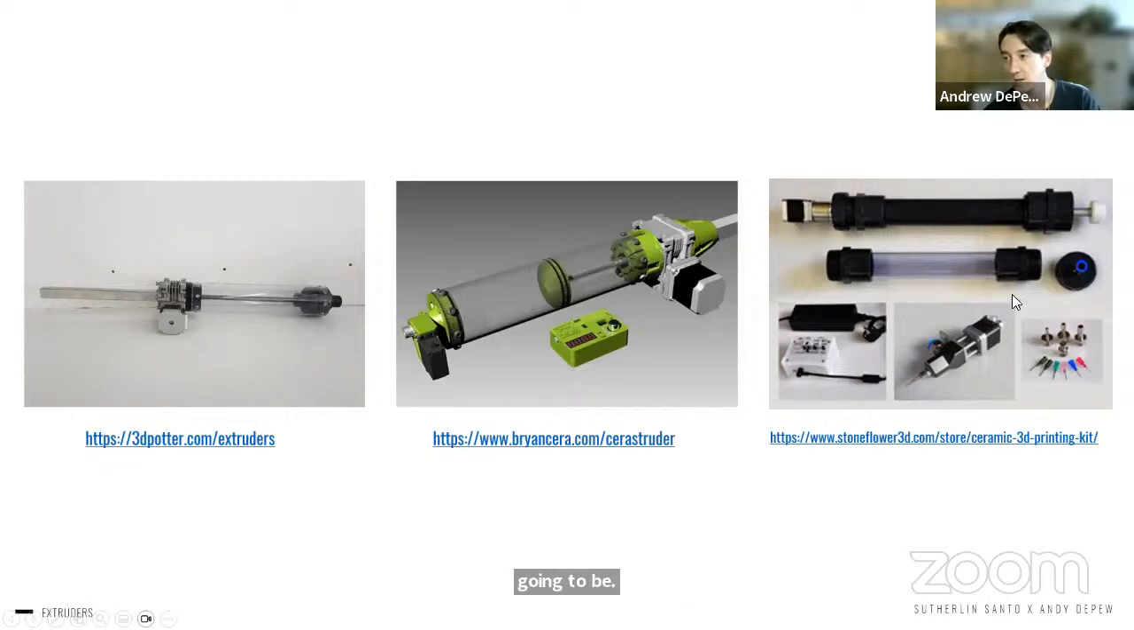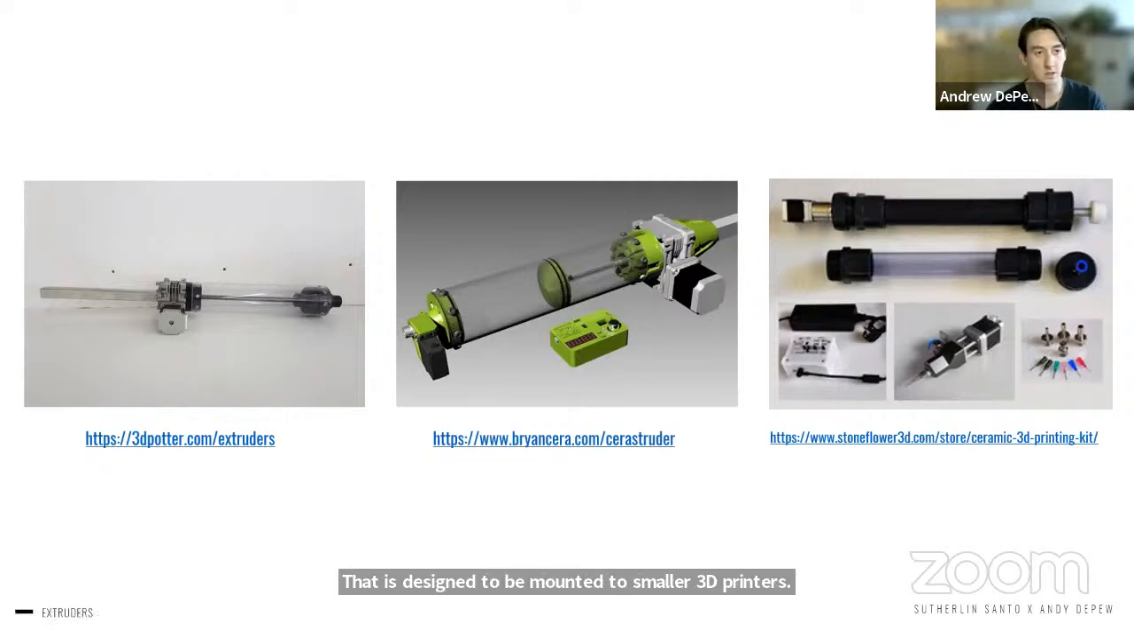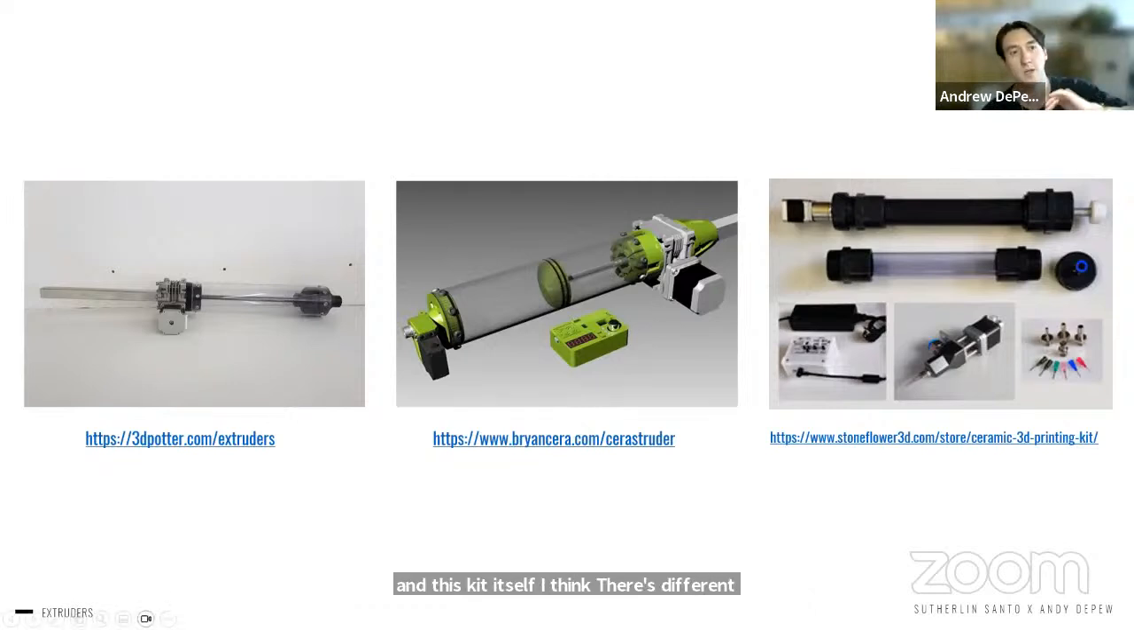And then the last one, there's this kit from Stoneflower 3D that is designed to be mounted to smaller 3D printers and CNCs. I think there are different levels of it, and the cheapest one they offer is about $700. That's another great option. They have really good documentation for attaching this to a 3D printer, and it's got all of the controllers and everything you're going to need to handle it.